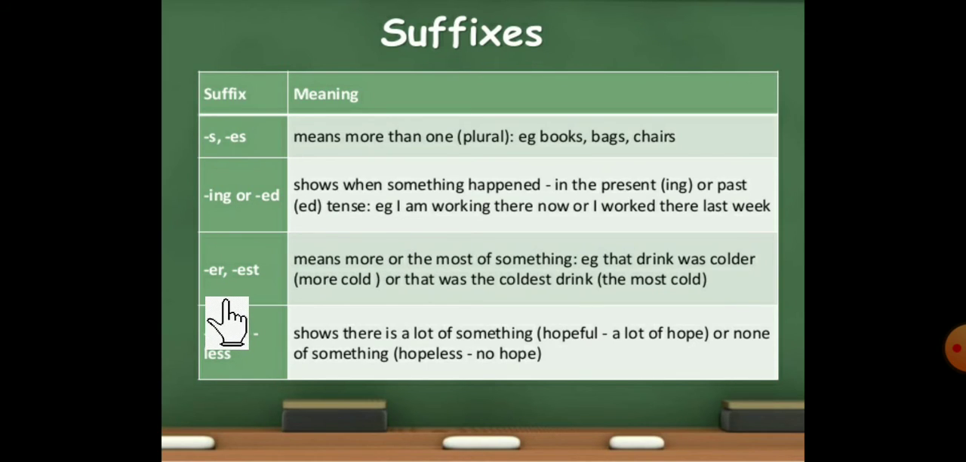Next, er or est. Er and est, what do they mean? Means more or the most of something. Got it? More or most of something. Example, that drink was colder. Okay, if it is more cold you can use er, colder. Or that was the coldest drink. If it is most cold or too much cold, then you can use coldest, est added to the root word. Got it?